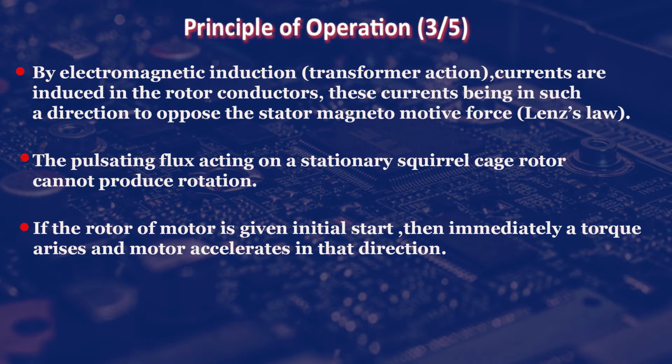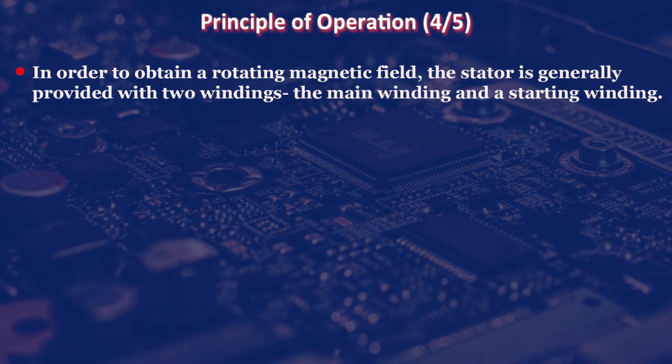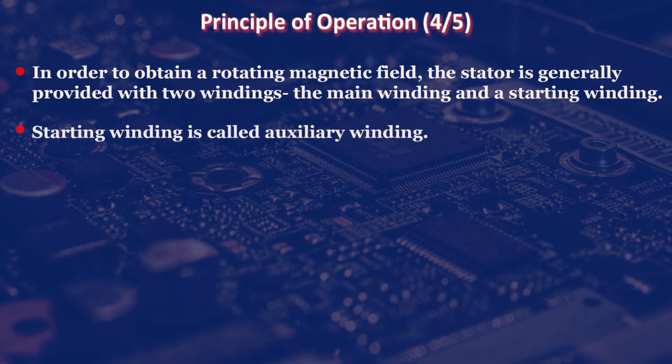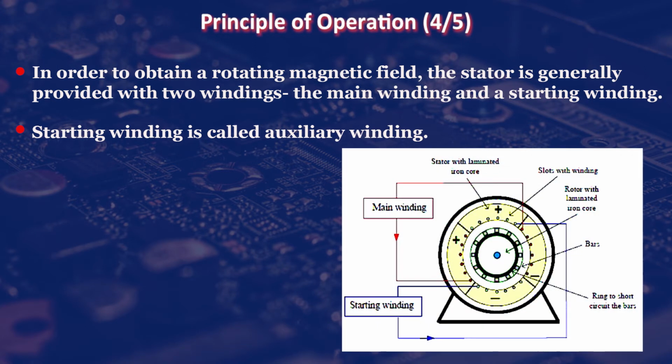So, how can we start? The first step we can do is to give an initial start to the rotor of the motor, then immediately a torque will arise and the motor will accelerate in that direction. In order to obtain a rotating magnetic field, the stator is generally provided with two windings, the main winding and a starting winding. Now, the starting winding is also called an auxiliary winding, which is shown in the figure.